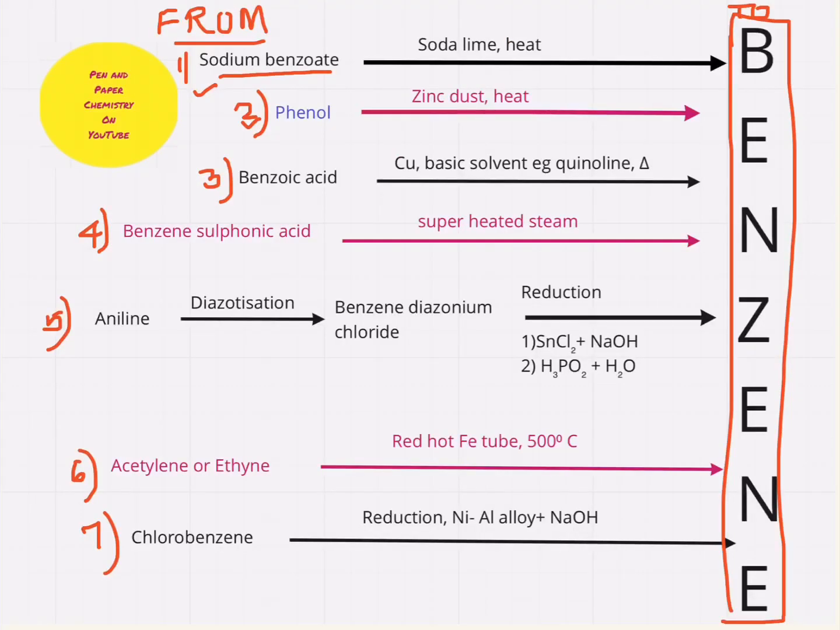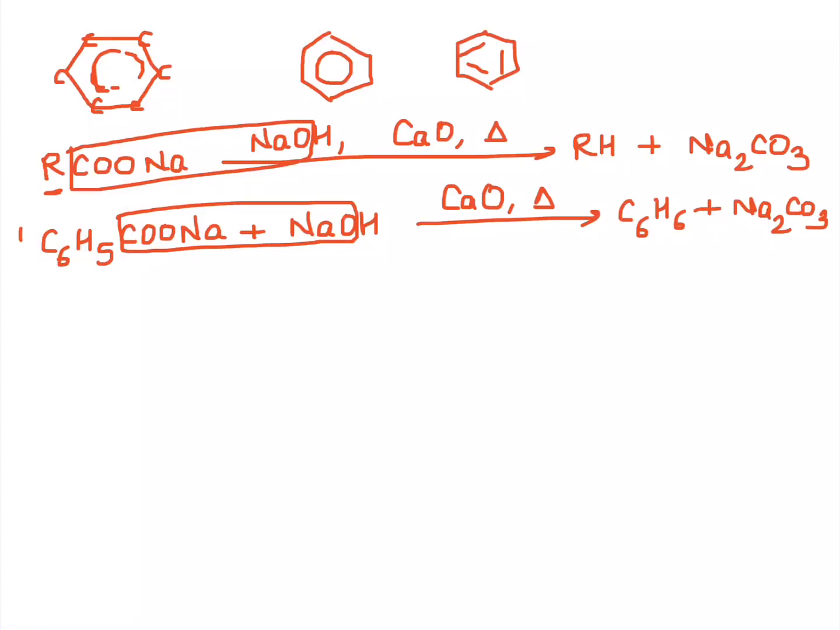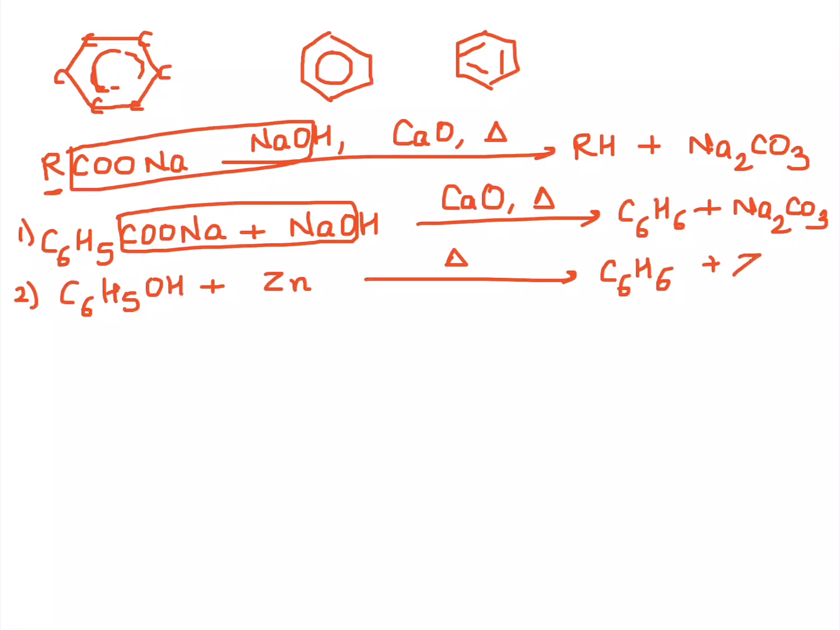From phenol, using zinc dust, make benzene. Go ahead, write the reaction. So let's write the second one. What will be the formula for phenol? C6H5OH plus zinc dust, heated. So you know that you have to form C6H6, right? What is left? ZnO. Absolutely simple. Got it? Let's see the third one.